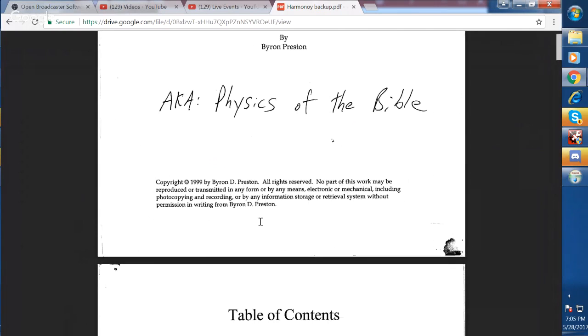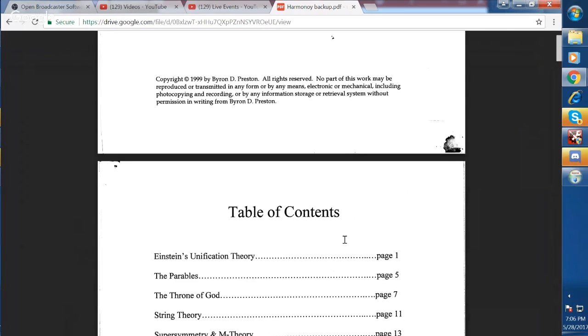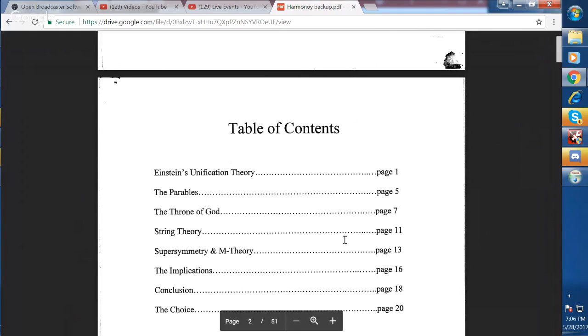This is a copyright. I did this back in 1999. Good old all rights reserved. No part of this work may be reproduced or transmitted in any form or by any means, electronic or mechanical, including photocopying and recording, or by any information storage or retrieval device without the express permission in writing from me. Blah, blah, blah. Okay, so the table of contents.